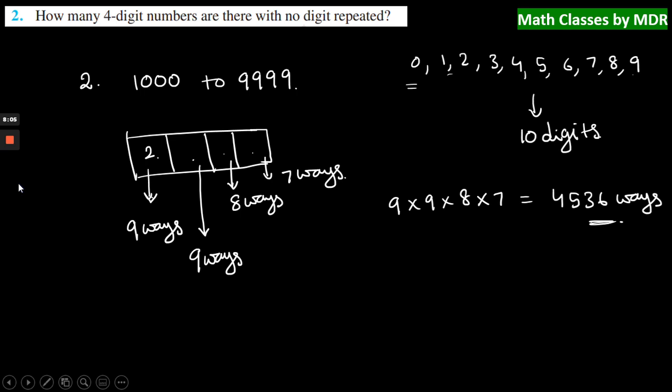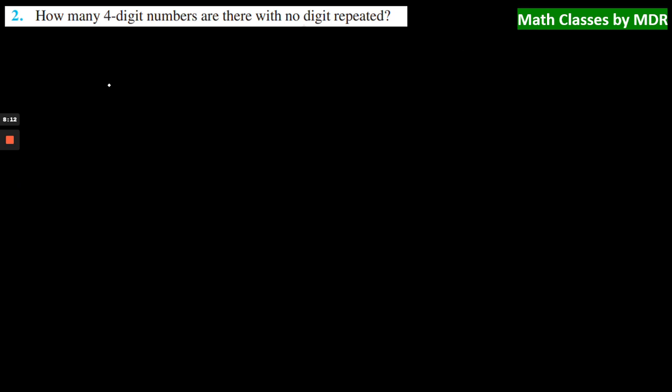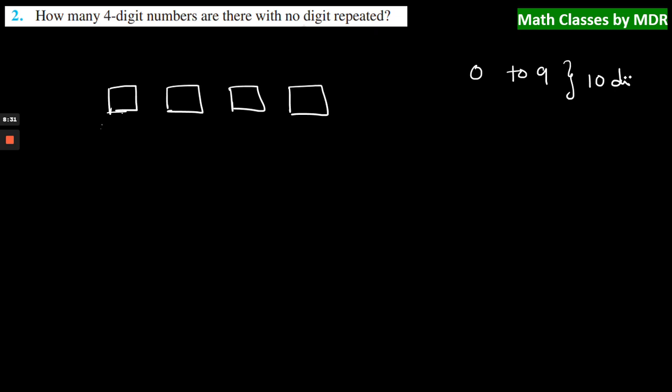What about the permutation formula? Can we use the permutations formula to solve this problem? Let us see. In order to see that, let me take each box separately: 1, 2, 3, 4. So we are trying to find 4-digit numbers. This first box is fixed for only 9 digits. I have a total of 10 digits, but I can't use 0 in the first box, so we can fill it with the remaining 9 digits.